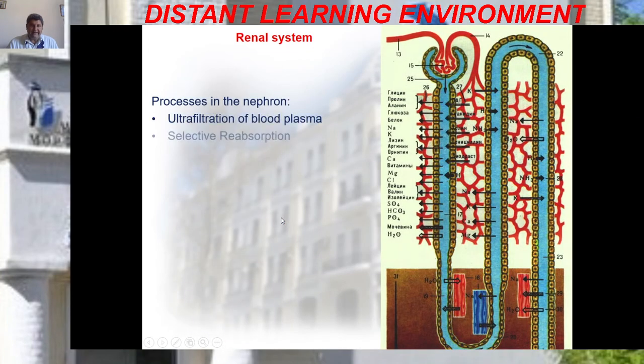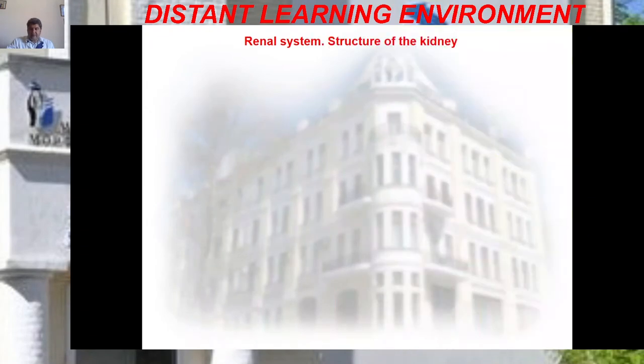Also you may see the main processes in the nephron: ultrafiltration, selective reabsorption and secretion. Each kidney contains up to 1 million nephrons, the totality of which constitutes the main bulk of the renal substance. To understand the structure of the kidney and its structural unit, the nephron, one must know its vascular system. So, the renal artery arises from the aorta.